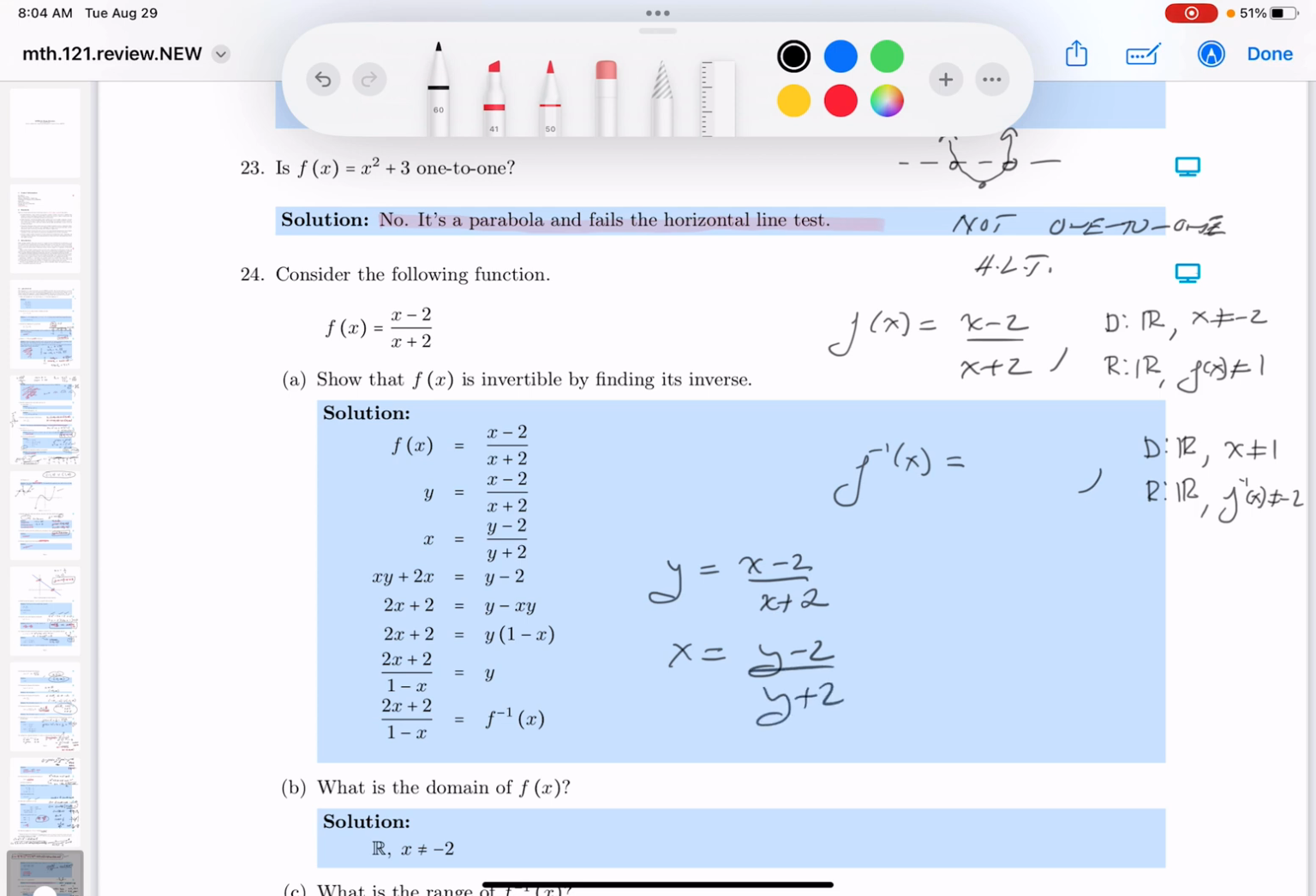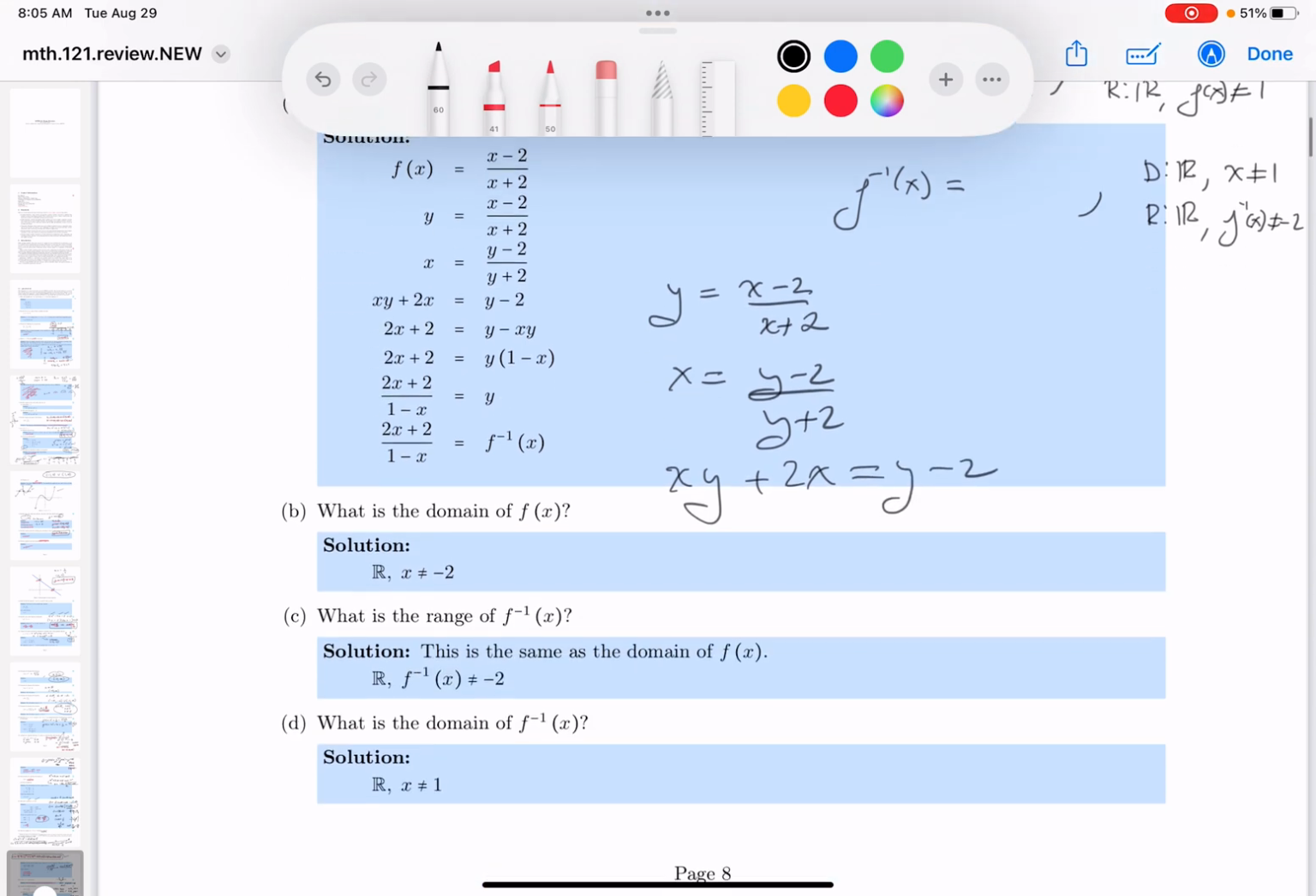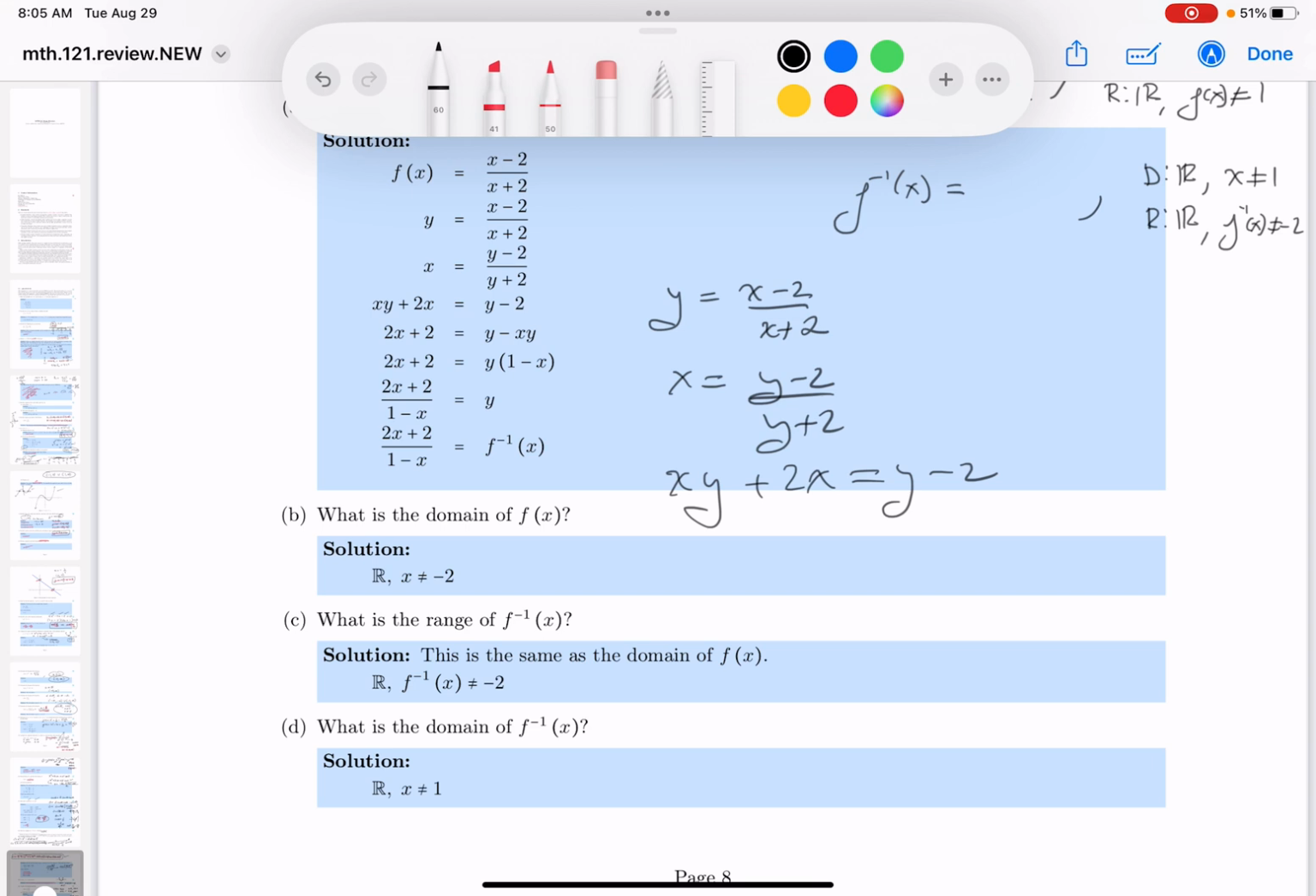How do you do that? I'd probably multiply both sides by y plus 2. You get xy, let's see, plus 2x equals y minus 2. What I would do now is probably, let's see, subtract y from both sides. You know what? I'm going to subtract xy from both sides. So you get y minus xy, and then you get 2x plus 2. I'm solving for y. Factor the y out. What do you get? 1 minus x. And this is going to be 2x plus 2. And what's y going to be equal to? 2x plus 2 over 1 minus x. Let's write that down: 2x plus 2 over 1 minus x.